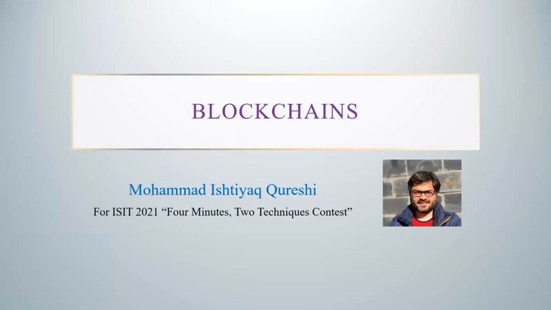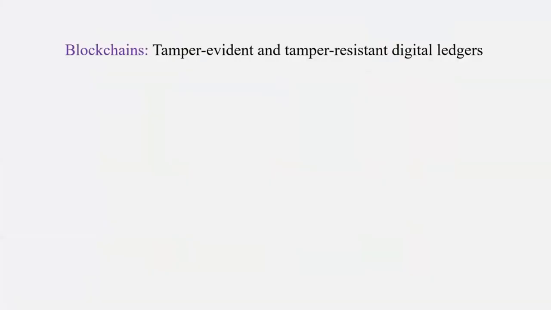In this first part of the video, we will try to understand what blockchains are and why it is difficult to tamper with them. Basically, blockchains are tamper-evident and tamper-resistant data structures implemented in a distributed fashion.